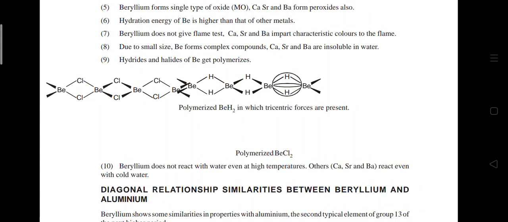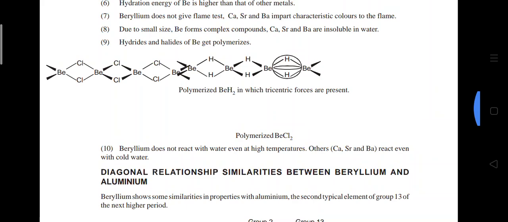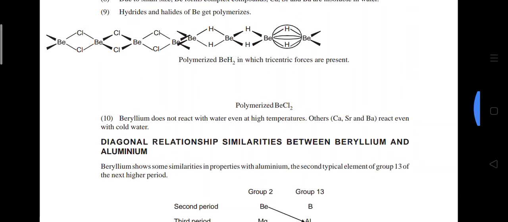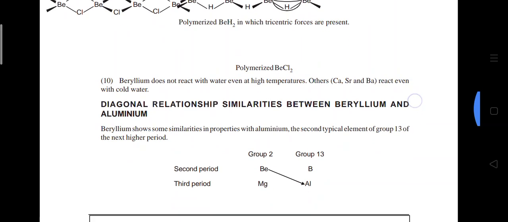Beryllium does not give flame test. Calcium, strontium and barium impart characteristic color to the flame. Due to small size, beryllium forms complex compounds, others are not. Hydrides and halides of beryllium get polymerized. Beryllium does not react with water even at high temperature, others react even with cold water.